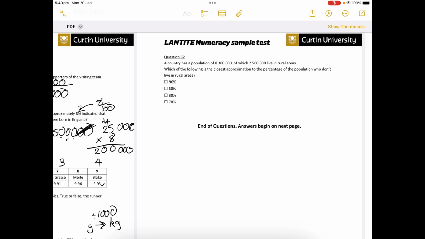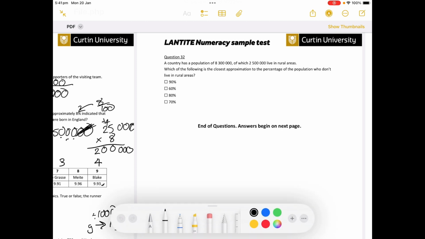Alright, a country has a population of 8,300,000, of which 2,500,000 live in rural areas. What is the closest approximation, okay, so we're just approximating, to the percentage of the population who don't live in rural areas, okay? First thing I'm going to do is figure out how many people don't live in rural areas, okay? So what I notice about these numbers, I've got 8,300,000 and 2,500,000.